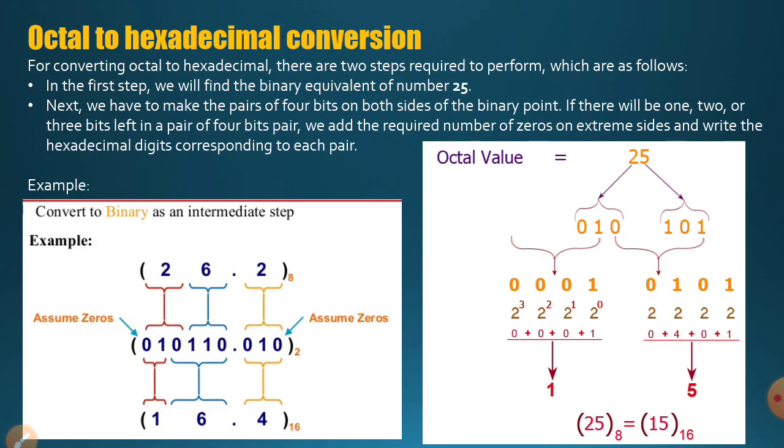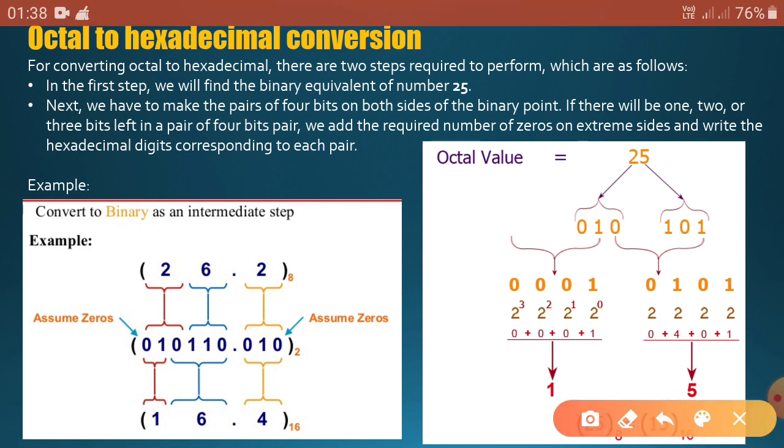Now it is octal to hexadecimal conversion. It is also very simple. The first step is we will find the binary equivalent of the number. Next we have to make pairs of 4 bits on both sides of the binary point. If there are 1, 2 or 3 bits left in a group of 4 bits, we add the required number of zeros on the extreme sides and write the hexadecimal digit corresponding to each group.